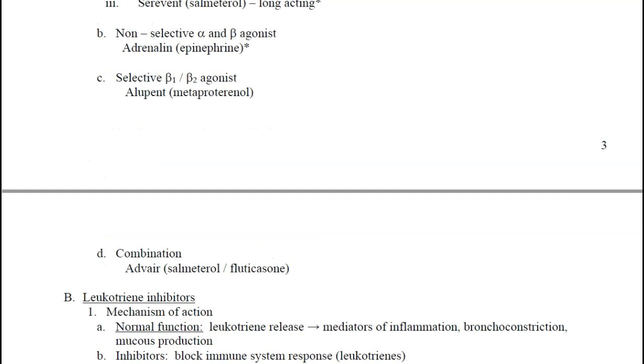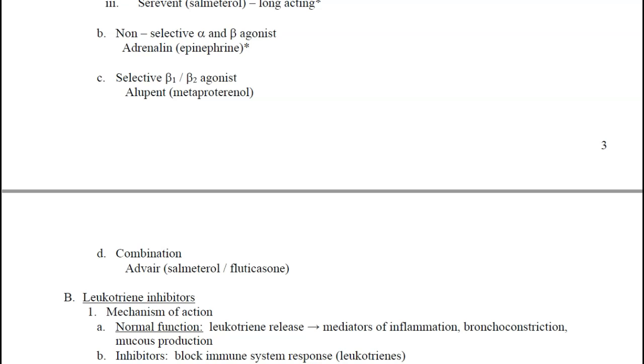Then the non-selective alpha and beta agonists, we have adrenaline or epinephrine. So this medication will cause vasoconstriction and bronchodilation. So again, this is non-selective because we have the alpha and beta agonists that affect both the lungs and the cardiovascular system. Now we have selective beta 1, beta 2 agonists, Alupent or metaproterenol, which we don't really see much in both the outpatient and inpatient setting, but it's just good to have an idea of what it is.